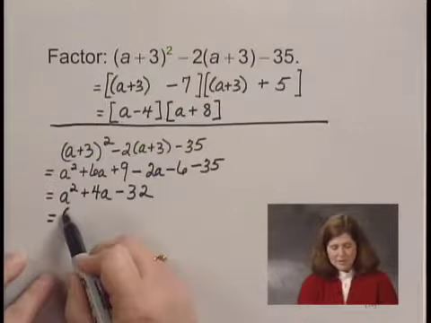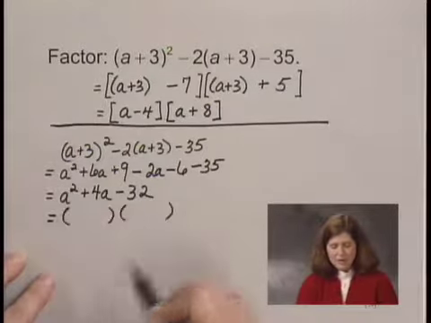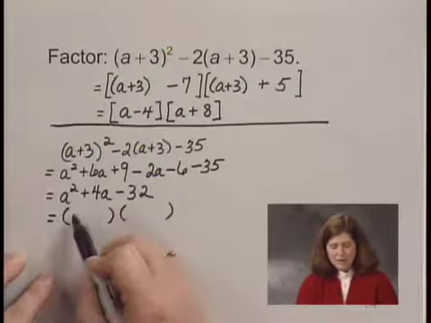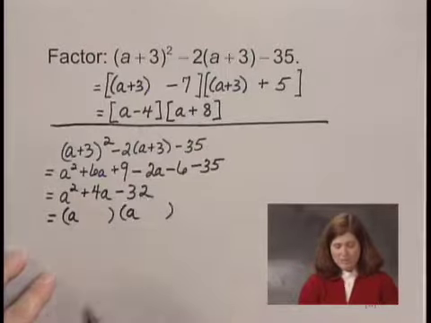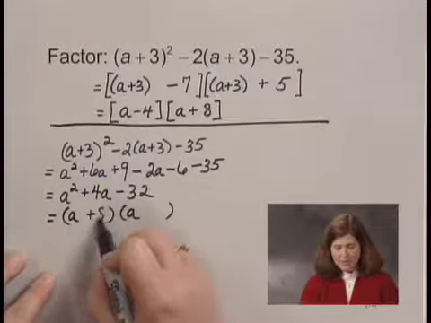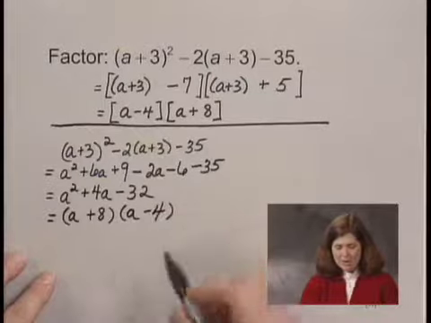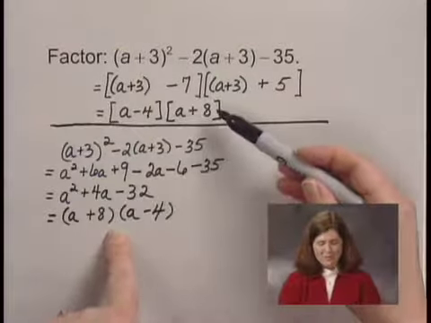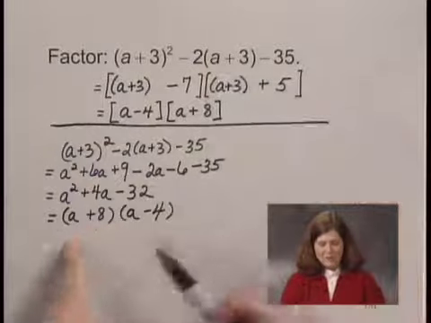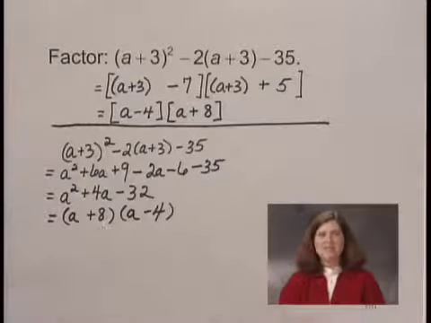I can factor this as a product of two binomials. The first term is a. The second term, I need two numbers that multiply to negative 32, add to 4. That would be plus 8 and minus 4. And except that I wrote them in a different order, I have the same factorization. So either approach gives me the factorization (a + 8)(a - 4).